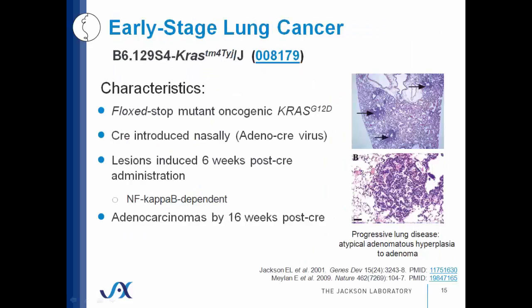And in fact, these KRAS G12D flox mice can be used to model early stage lung cancer alone. What you can do is introduce Cre nasally using adeno-Cre virus, and those mice will then develop lesions about 6 weeks post-Cre administration and develop into full adenocarcinomas by 16 weeks post-Cre. And you can see in those pictures where those tumors are generated in the lung, as well as a zoomed in photo of how those tumors look.